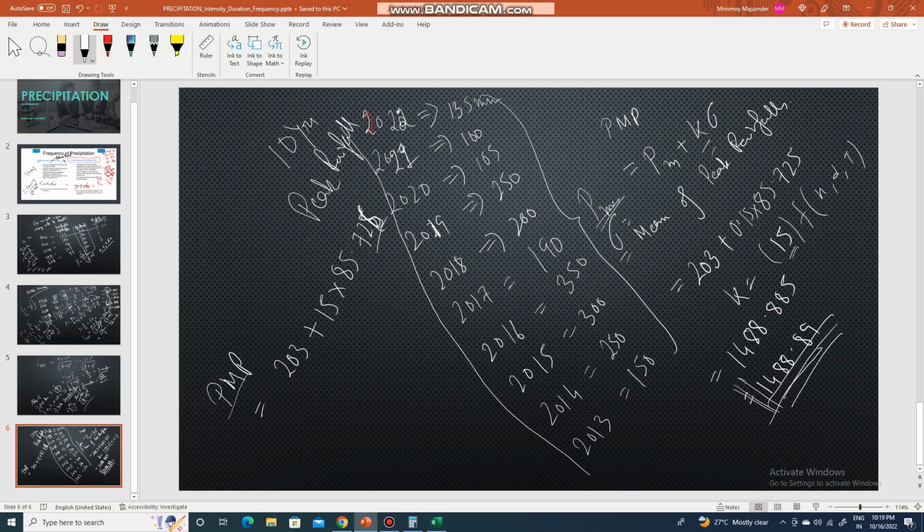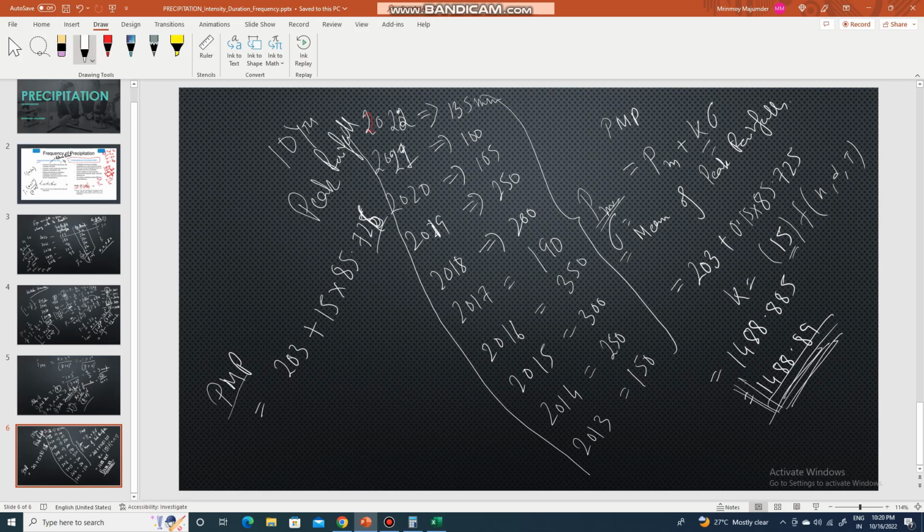So if you design a structure, such as a spillway or a dam or anything, for a precipitation of this value, then you can rest assured that for the next 10 years at least, a storm of that type or beyond cannot damage that structure. So that is the advantage of calculating PMP, which is also known as probable maximum precipitation.